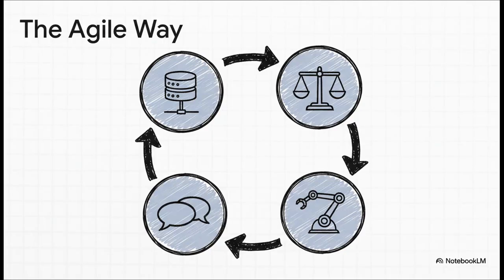So that ISO standard looks pretty intense, pretty rigid. How on earth does that translate to modern, super-fast, agile teams?